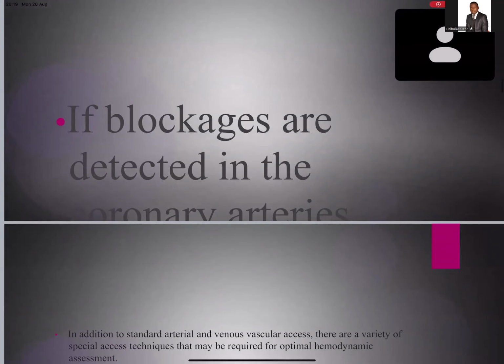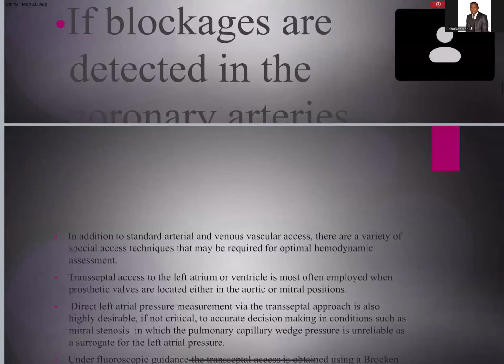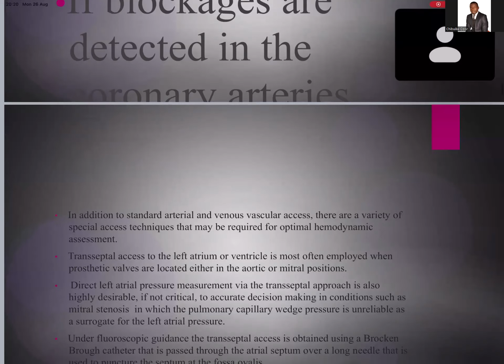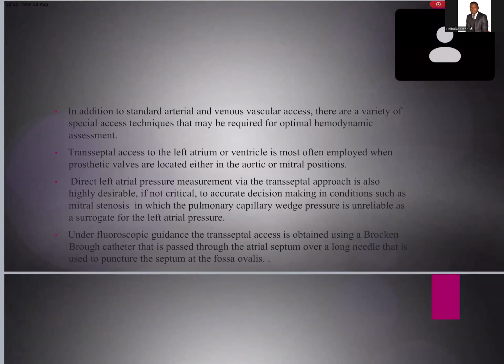And if there are blockages, just like I've said, we may perform an angioplasty, with or without stenting, which is a way of opening up the blood vessels, as the case may be. And in addition to standard arterial and venous vascular access, there are a variety of special access techniques that may be required for optimal hemodynamic assessment. Now, apart from the conventional radial or femoral access to left heart catheterization, there are also other specialized methods that may be adopted depending on what is being investigated or evaluated.